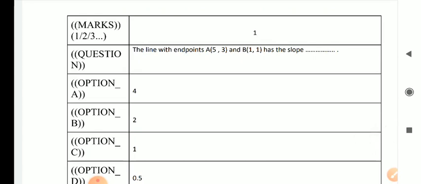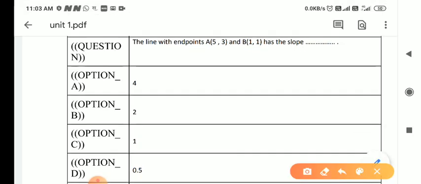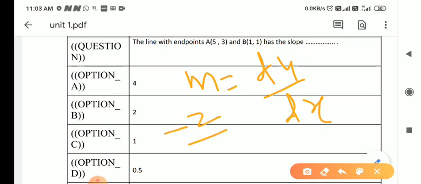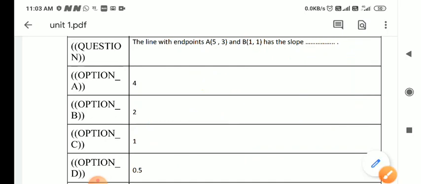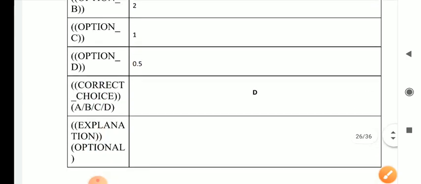The line with endpoints A (5, 3) and B (1, 1) has what slope? We know that slope m is equal to dy by dx. dy means y2 minus y1, so 1 minus 3 is minus 2. Take the mod of this, and for dx, 1 minus 5 is minus 4. So this will be cancelled, and the answer is 0.5. So 0.5 is option D.